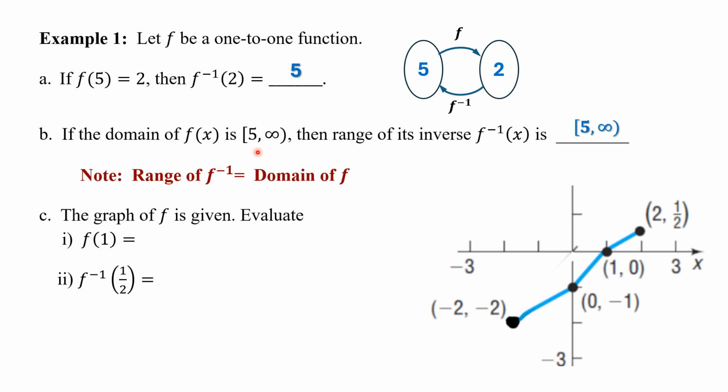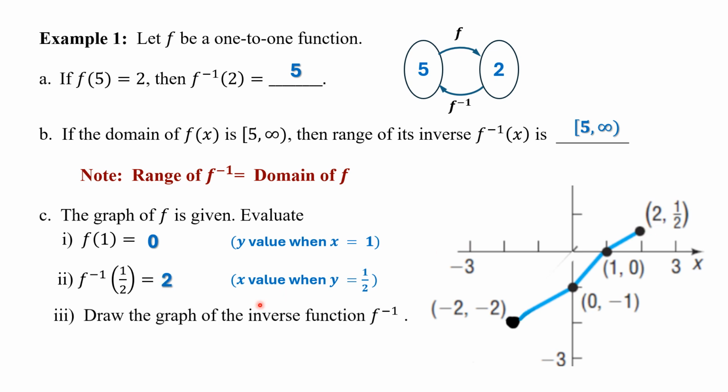For the third part, given the graph of the function on the right side, we will evaluate the following. F of 1. When we evaluate f of 1, we're looking for the y value when x is equal to 1. And the y value when x is equal to 1, at this point, is 0. And then for the second, finding the value of f inverse of 1/2 means we are finding the x value when y is 1/2. So when y is 1/2, x is equal to 2.